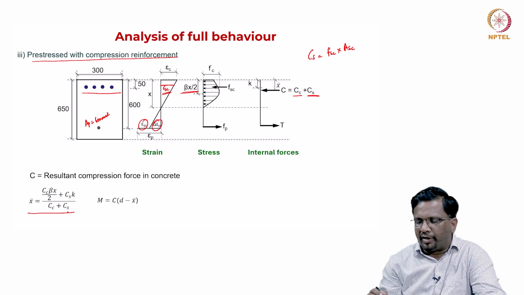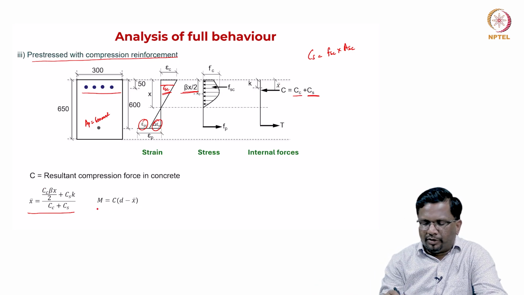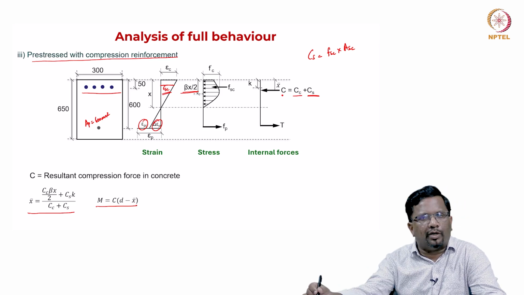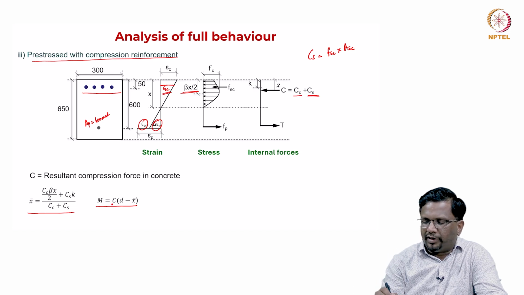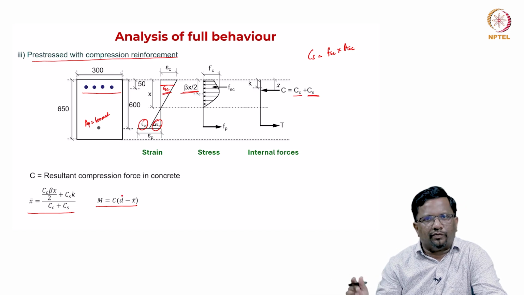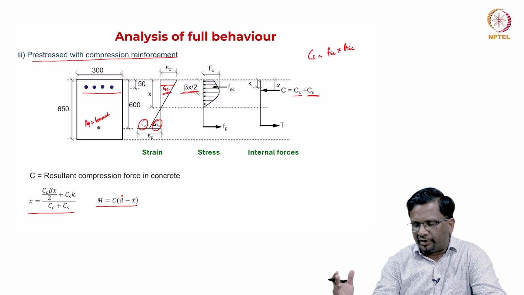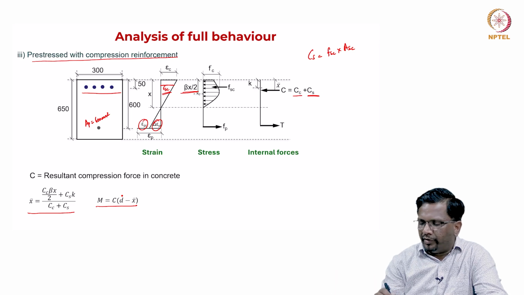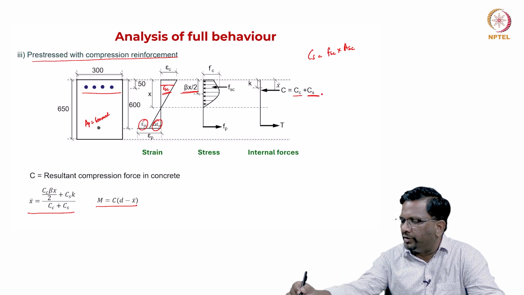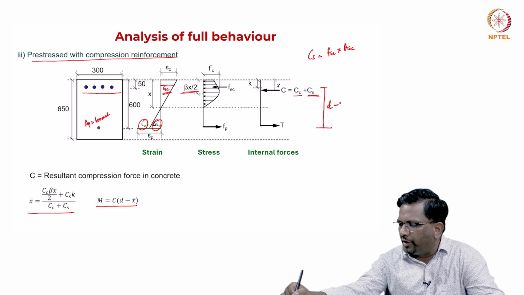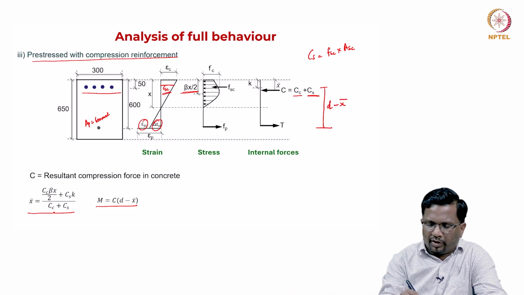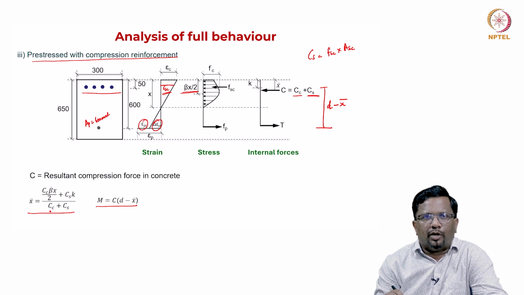X bar can be calculated because it is easy for me to calculate my moment resistance in terms of one equivalent compression force which is Cc plus Cs. So, C here is nothing but Cc plus Cs, from concrete plus from steel in compression, multiplied by the lever arm. In this case the lever arm Z, this is the lever arm. Now, what is the lever arm here? d minus X bar. Now, this X bar I calculate from this combined location of your compression force.